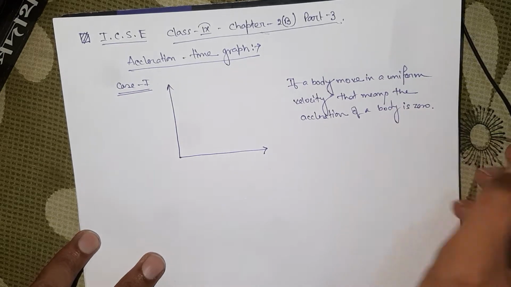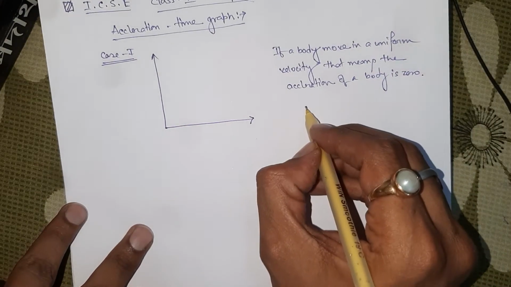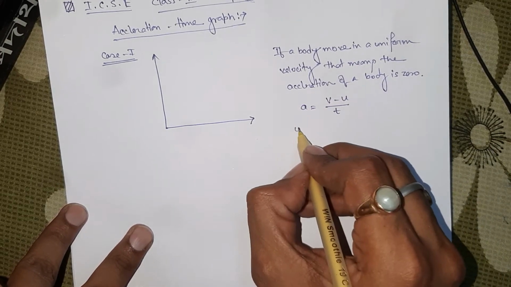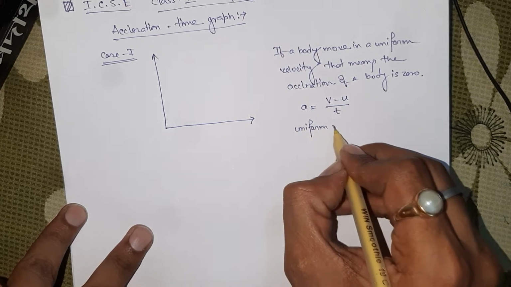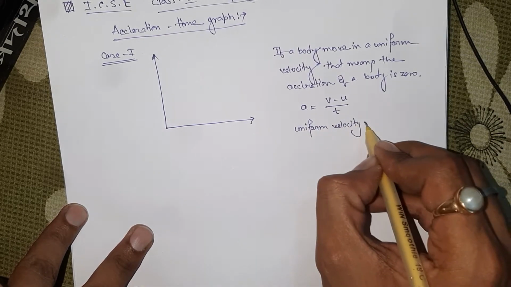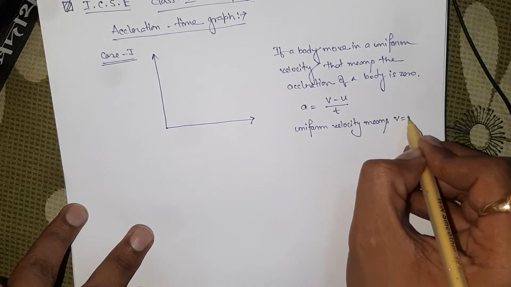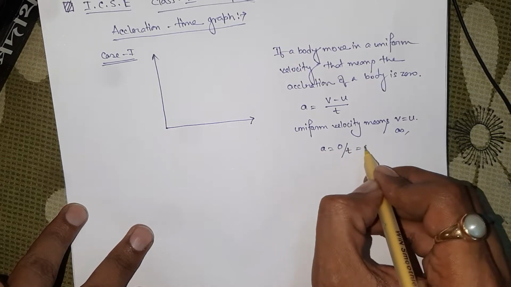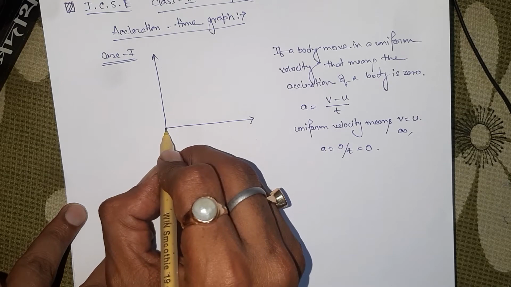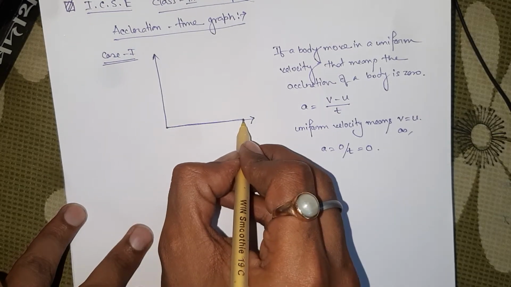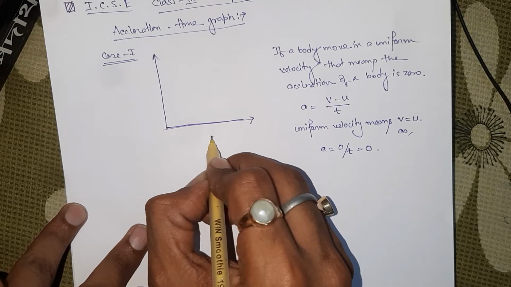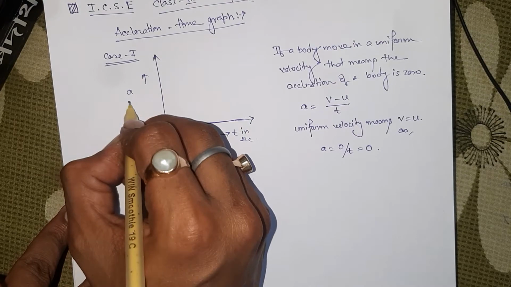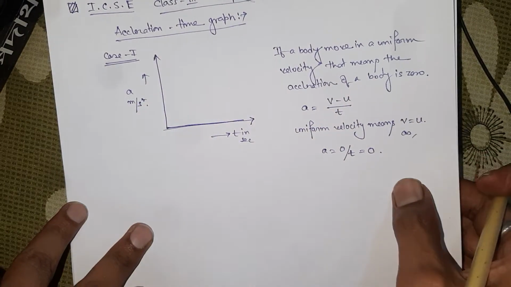is 0. এবার কথা হচ্ছে কেন অ্যাক্সিলারেশনটা 0 হচ্ছে, কারণ আমরা জানি অ্যাক্সিলারেশন মানে হচ্ছে ফাইনাল ভেলোসিটি মাইনাস ইনিশিয়াল ভেলোসিটি বাই টাইম। ইউনিফর্ম ভেলোসিটি মিন্স v equal to u, as v equal to u, so acceleration equal to 0 by time, so acceleration will be 0. So uniform velocity curve will be passing through the x-axis, okay, where t is a time in second, a is a acceleration meter per second square.